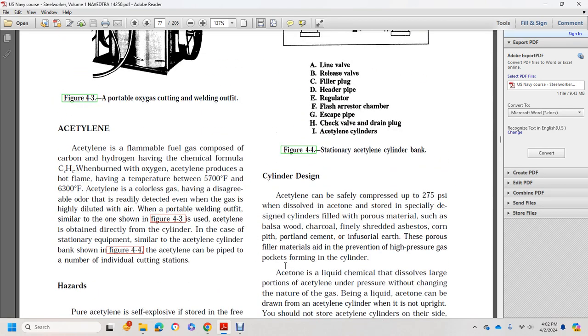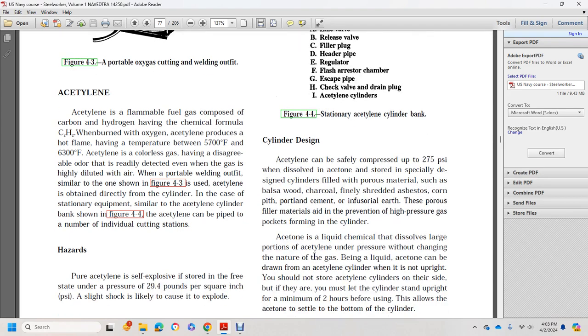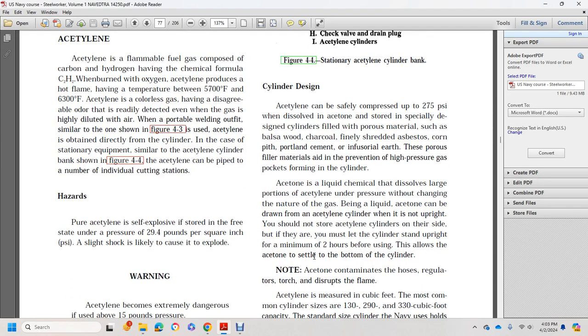Cylinder design: acetylene can be safely compressed to 275 psi when dissolved in acetone and stored in specially designed cylinders filled with a porous material such as balsa wood, charcoal, finely shredded asbestos, corn pith, poured aluminum cement, or diatomaceous earth. The porous filler materials aid in preventing high-pressure gas from collecting in pockets formed in the cylinders. Acetone is a liquid chemical that dissolves large amounts of acetylene under pressure without changing the nature of the gas.